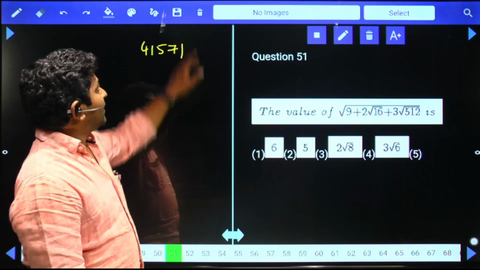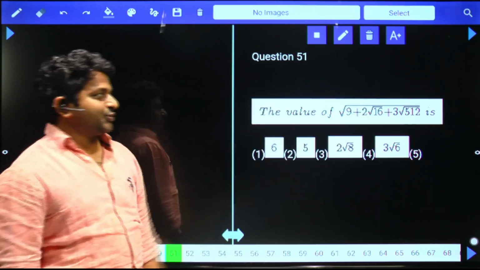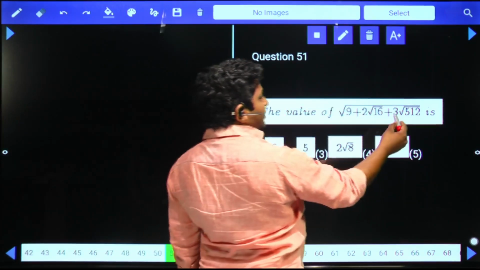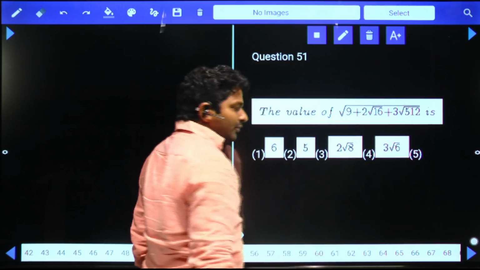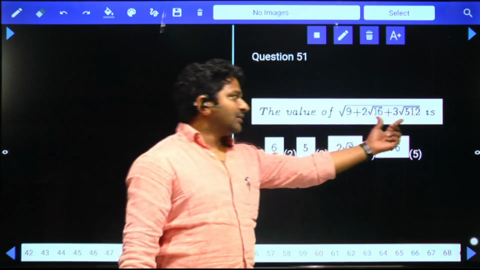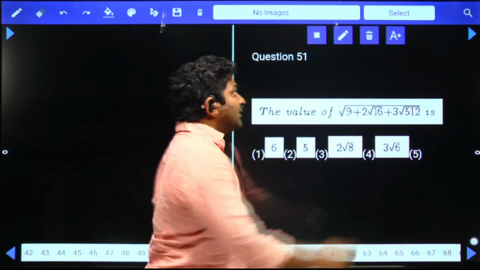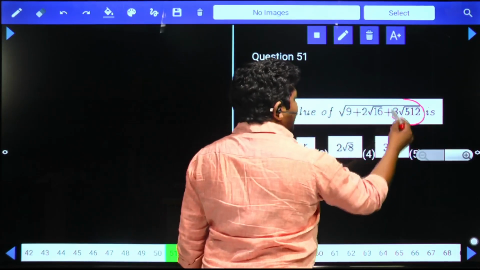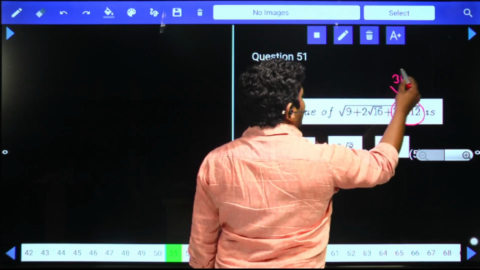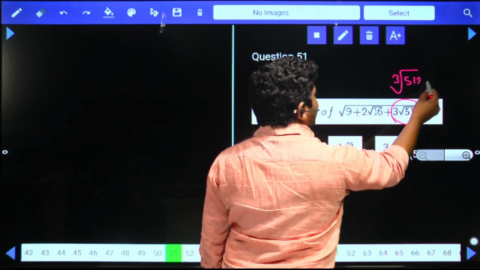Question number 51. First of all, there is a change. This is not 3 into root 512, this is not 3 into root 15. It is cube root of 15. Kindly understand the change. Cube root of 500 and then 12.